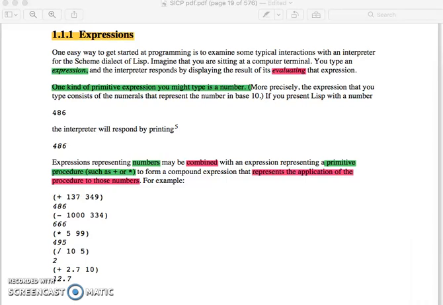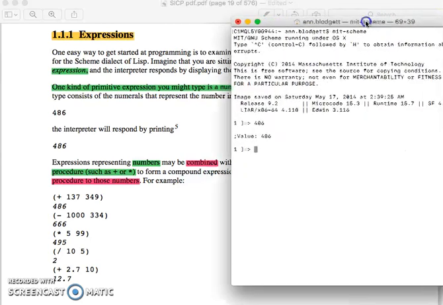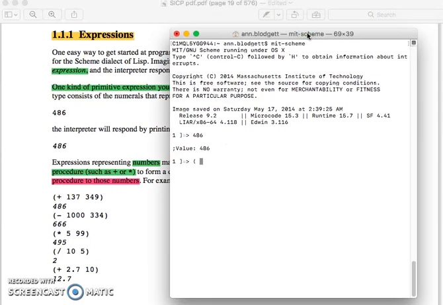Expressions representing numbers may be combined with an expression representing a primitive procedure, such as add or multiply, to form a compound expression that represents the application of the procedure to those numbers. For example, add 137 to 349 evaluates to 486.